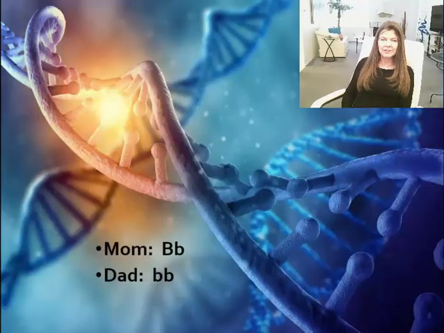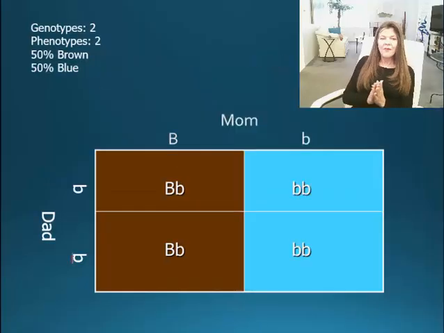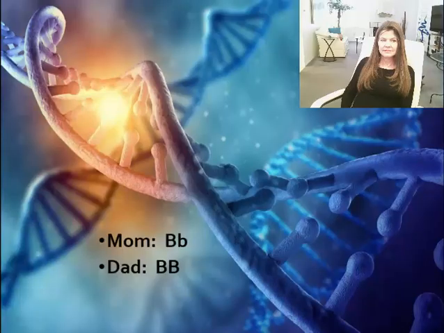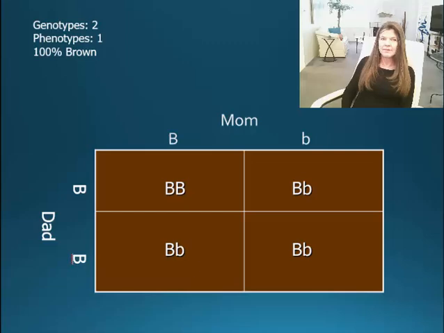Let's try another example. So notice here that the mother's genotype is capital B and lowercase b, dad's is 2 lowercase b's. Go ahead and pause the video. Okay, so now we've got 2 possible genotypes, 2 possible phenotypes, 50% blue eyes, 50% brown eyes, right? And one more. And finally, we have 2 possible genotypes, but only 1 possible phenotype, meaning that we would predict 100% of the offspring of this couple to have brown eyes.